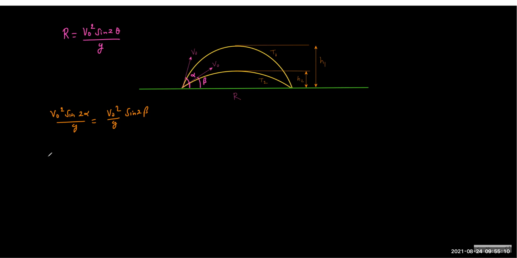So we can write V naught is common, g will cancel out. What we are left with is sine 2 alpha minus sine 2 beta equals 0. Now we have to use the sine C minus sine D formula, which is 2 cos of C plus D by 2, so which is alpha plus beta, into sine C minus D by 2.